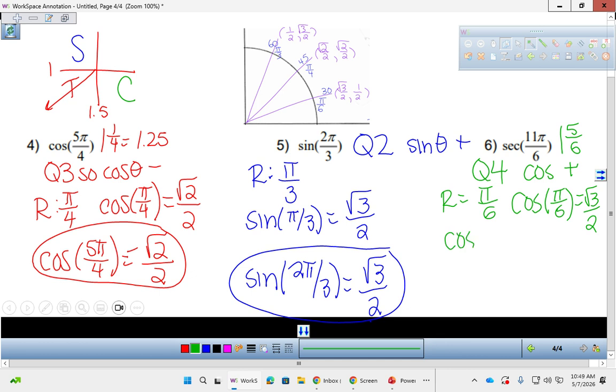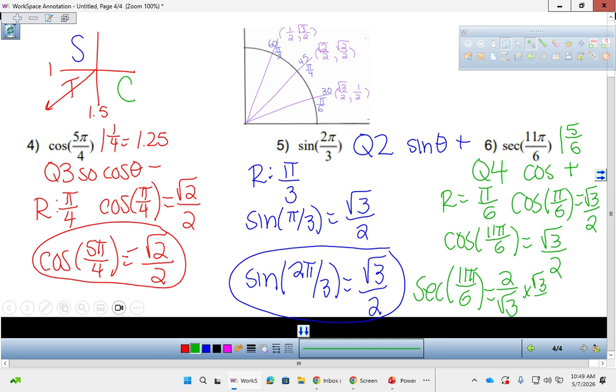And the cosine at 11 pi over 6 is the same thing. Sometimes I would add a negative to that, but in this case I'm not going to add a negative because I'm in quadrant 4. But I want the secant. So to get the secant, the only thing I have to do is flip the fraction at 11 pi over 6. So I'll flip this to make it 2 over root 3. And then rationalize it. So 2 root 3 over 3 is the final answer for that one.